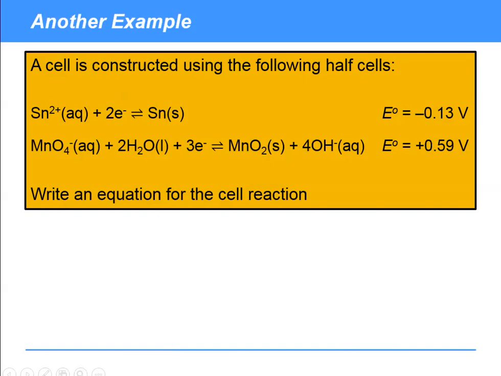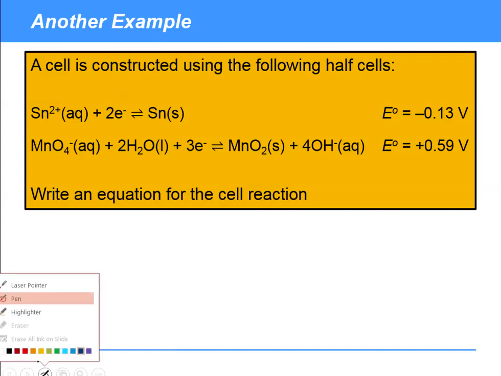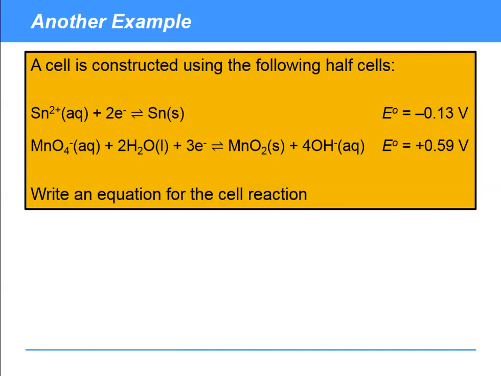Here's another example. So cells constructed using the following half cells. What is the cell reaction? So pause the video now and see if you can work this out. Okay, so the first stage to this is to decide on which is going to be the positive half cell. So in which case this one is going to be positive and this one's going to be negative.